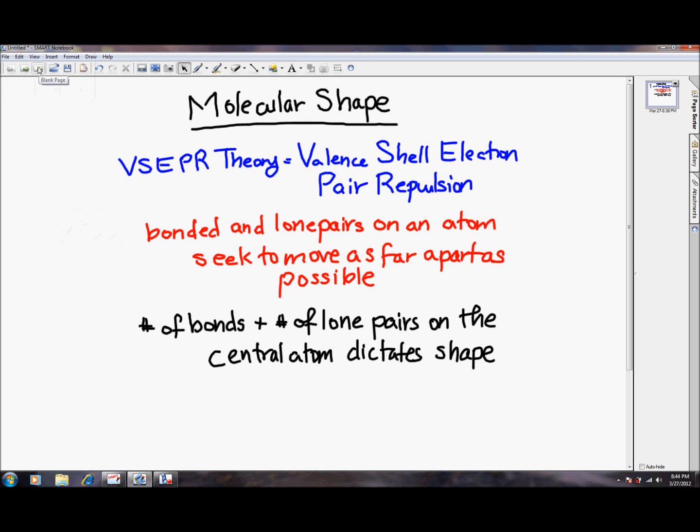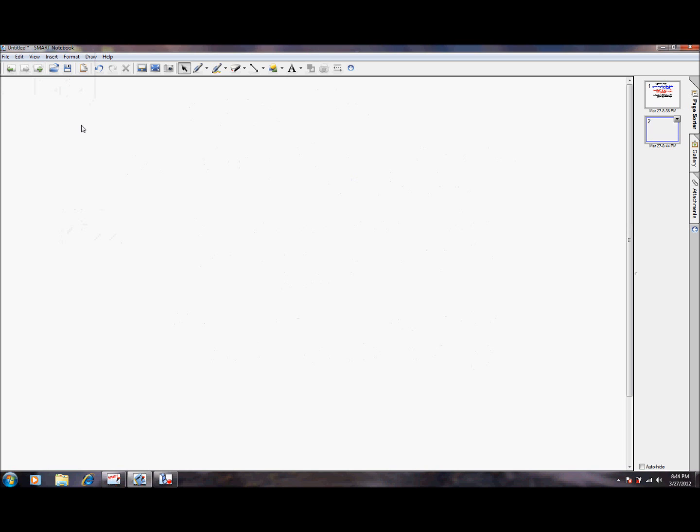Okay, so let's see what that actually looks like. For each of these shapes, I'm going to give you a shape. I'm going to give you the bond angle between the bonds. And then we'll determine how many bonded pairs and lone pairs will give you that shape. And then we'll give you a couple of examples and draw them so you can see this.